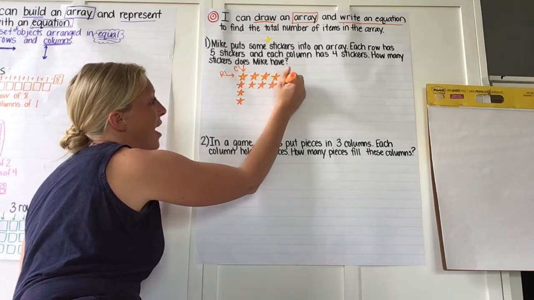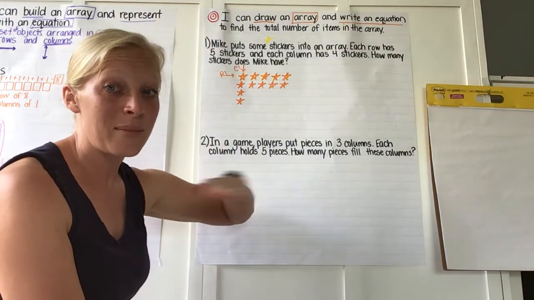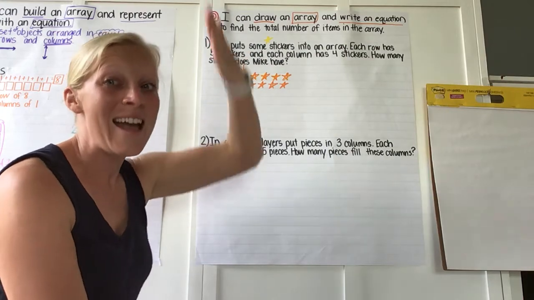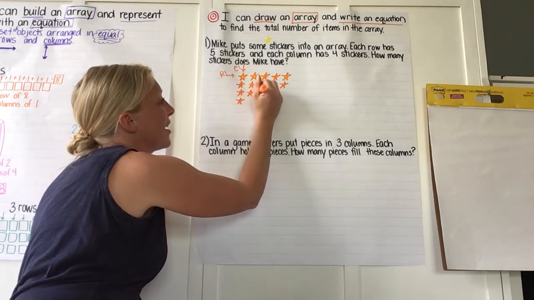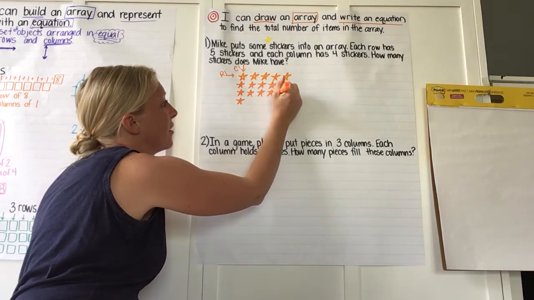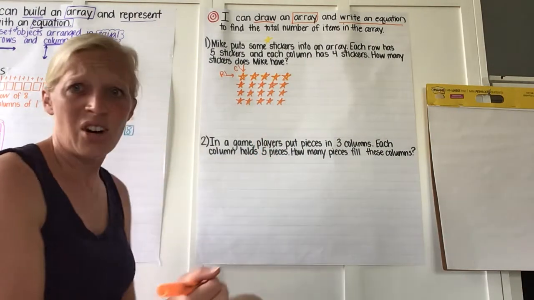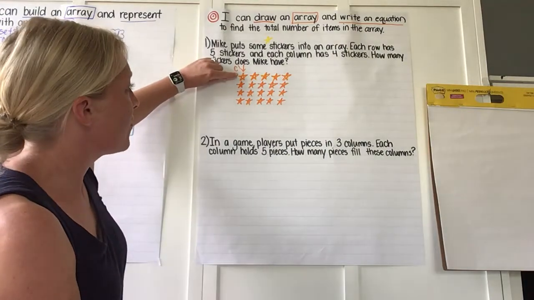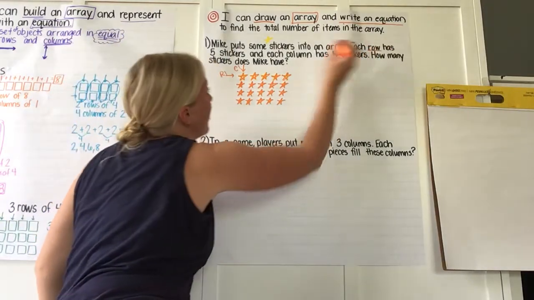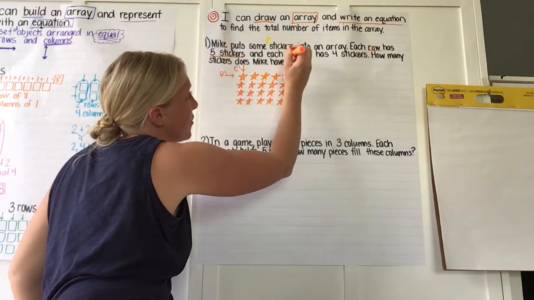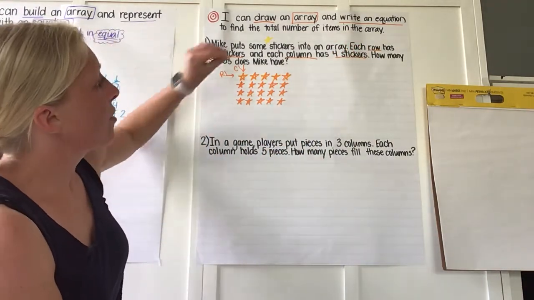Because what is an array? A set of objects that has the same number in each row, or equal rows and equal columns. So are my rows equal so far? Yes. Oof, this is hard thinking. Each row has 5. Each column has 4. So I'm going to underline this for me so I don't forget that. And then those of you at home can use that to help you as well.